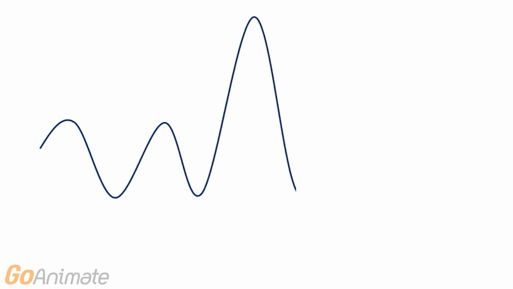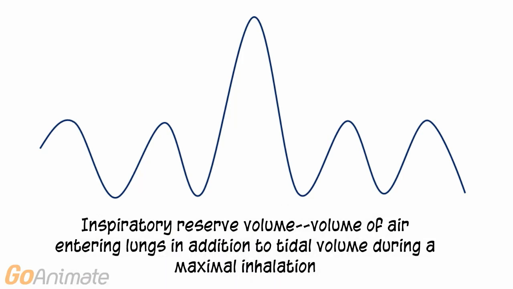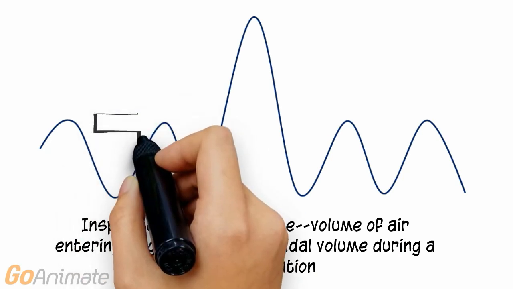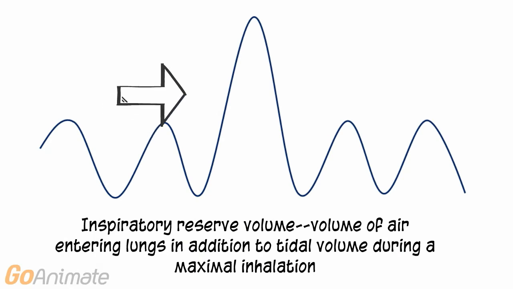If we told someone to breathe in normally, then breathe in as hard as they could and exhale normally, the graph would look like this. We could measure inspiratory reserve volume, which is the amount of air entering the lungs in addition to tidal volume during a maximal inhalation. We could measure inspiratory reserve volume from the peak of tidal volume to the peak of our maximal inhale.